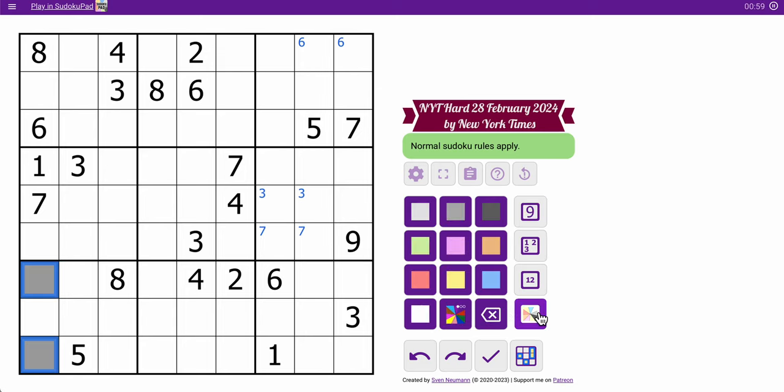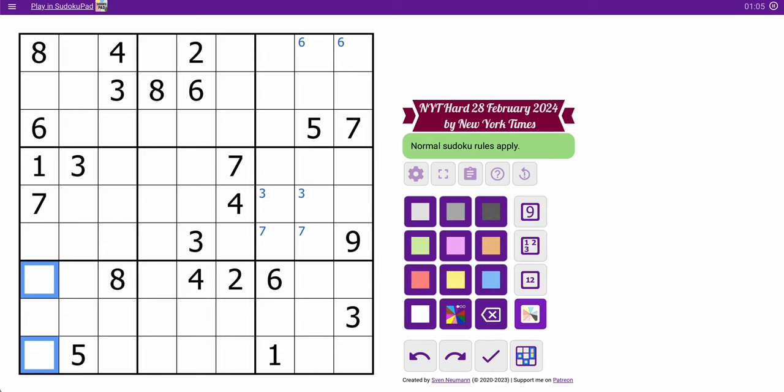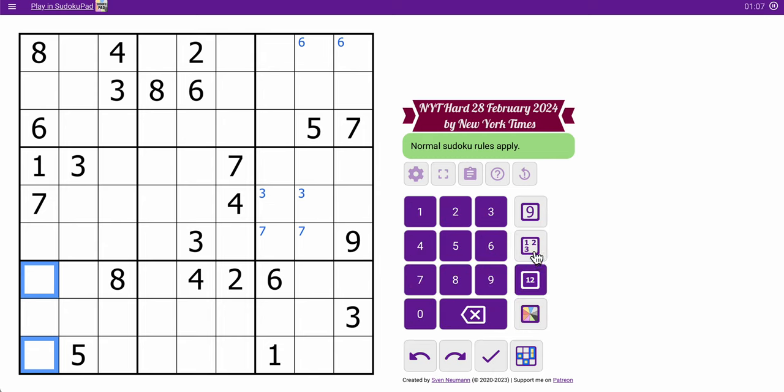Whoops. Okay. I somehow hit the highlight button, I think. I didn't know how to do that.